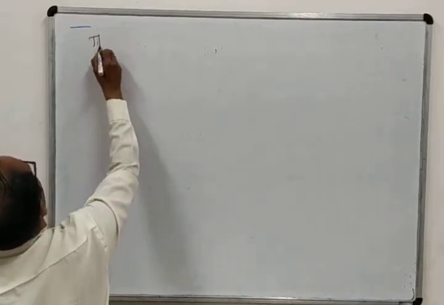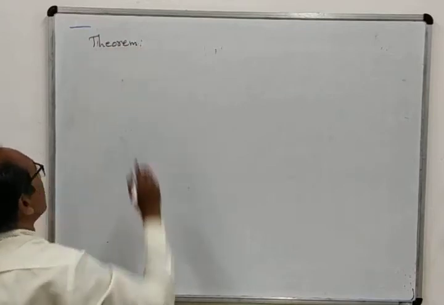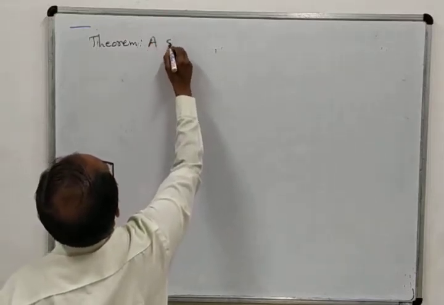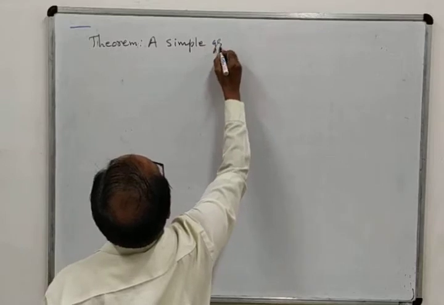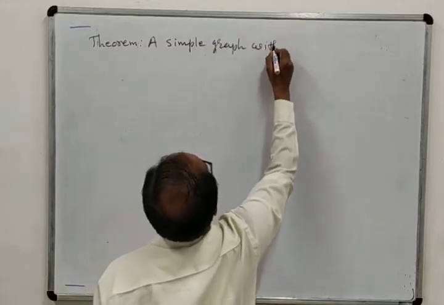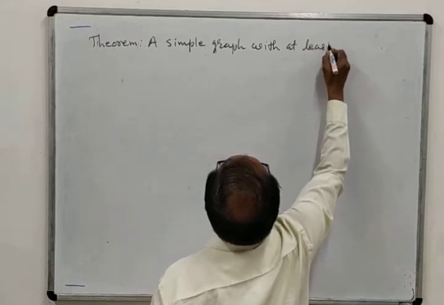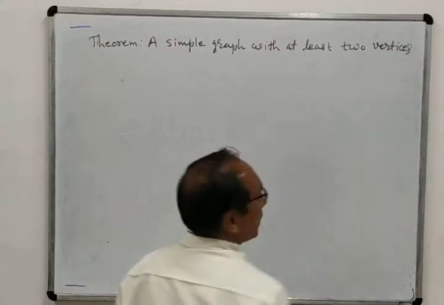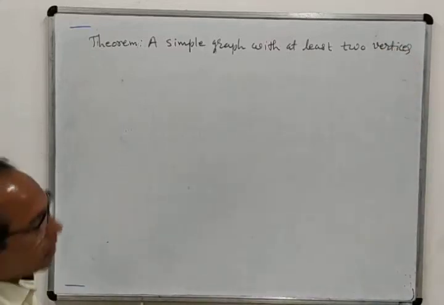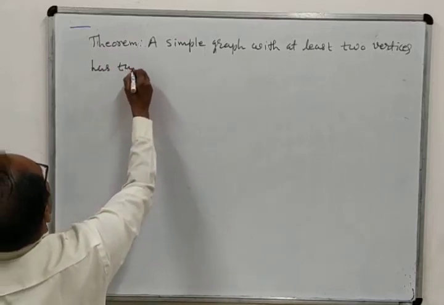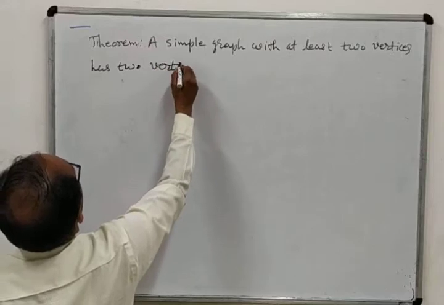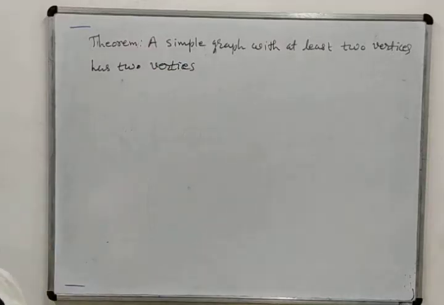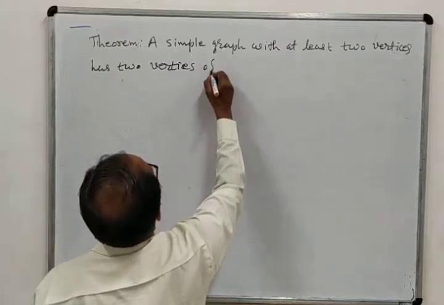Now let us see one important theorem. A simple graph with at least two vertices has two vertices of the same degree.